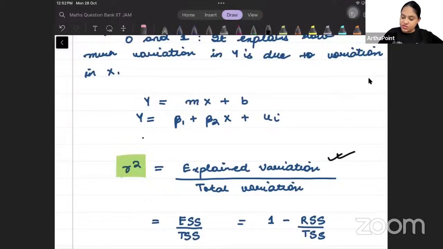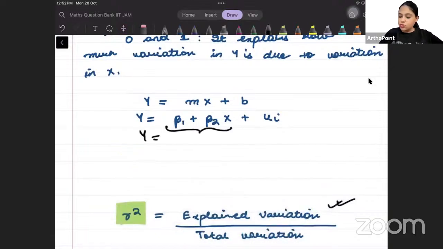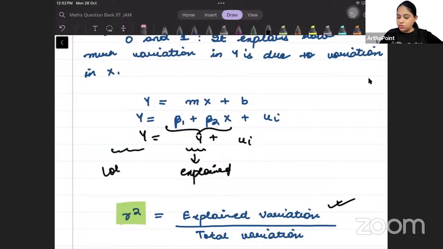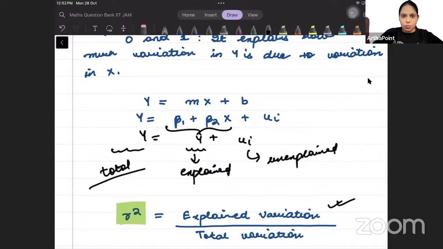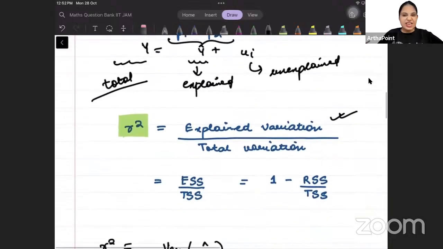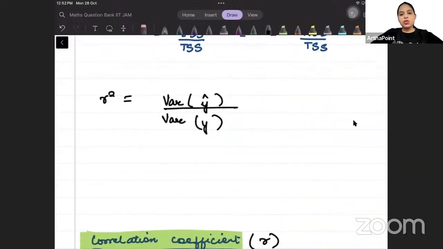So if I just rewrite this thing, I can rewrite it as y is equal to y hat plus ui. So this is your explained part. This is your total. And this is your unexplained part. Right? And you remember that we were subtracting mean from both sides, right? We were finding the mean, subtracting that equation, and then we were able to derive ESS and TSS. So basically, R square can also be written as variation in y hat upon variation in y. That is another way of writing this, right?